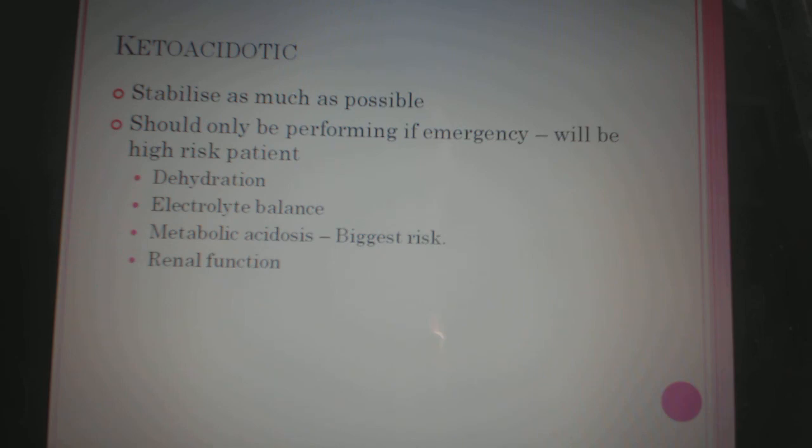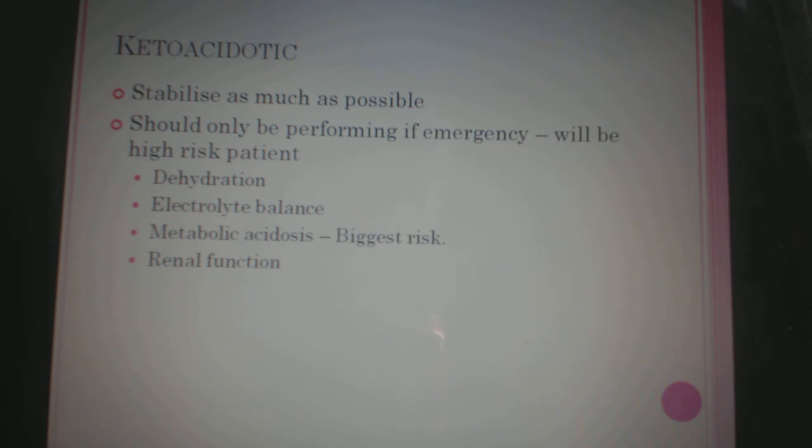They normally are incredibly dehydrated. Their electrolyte balance is all over the place, which can lead to things like cardiac arrhythmias. And they also have metabolic acidosis, which can be a huge risk. Often these patients will need ventilating under anaesthesia. Finally, the renal function would be another thing that we would have real trouble with.